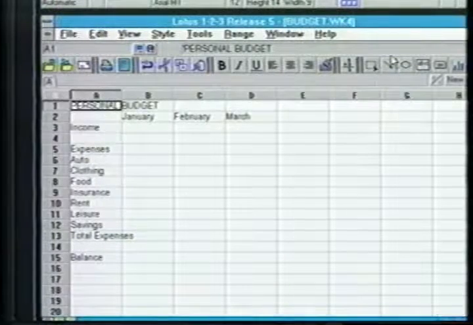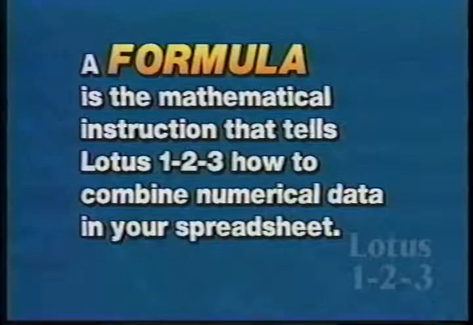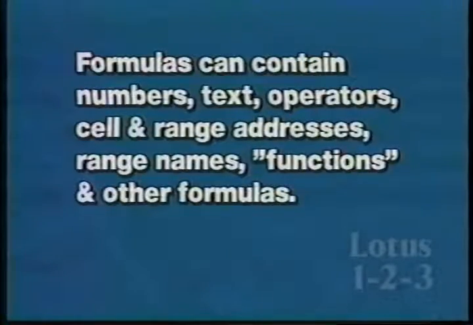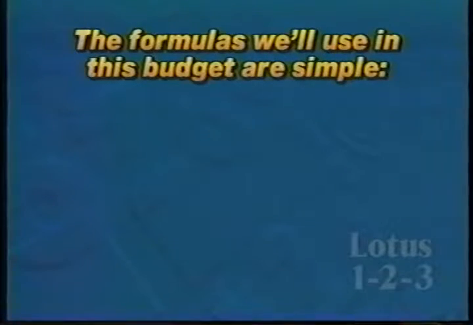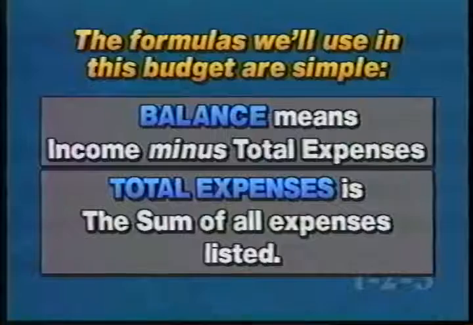Now that we have some labels in our budget spreadsheet, the next step is to write the formulas that will automatically do the arithmetic for us. A formula is simply the mathematical instruction that tells Lotus 123 how to combine numerical data in your spreadsheet. Formulas can contain numbers, text, operators, cell and range addresses, range names, functions, and other formulas. The formulas we'll use in this budget are very simple. Balance means income minus total expenses, and total expense is the sum of all the listed expenses.